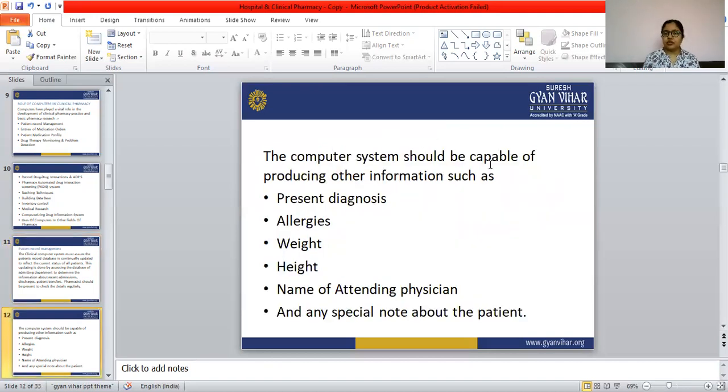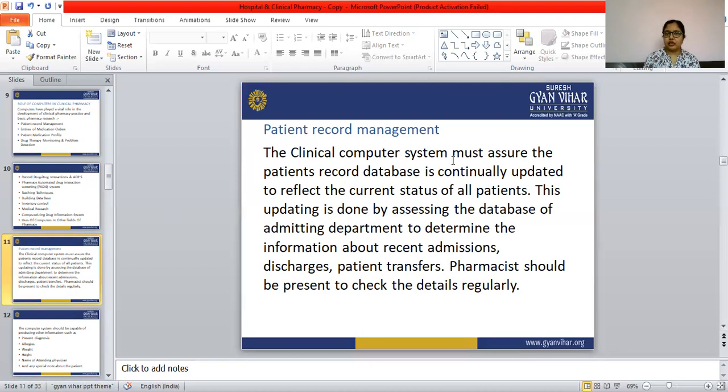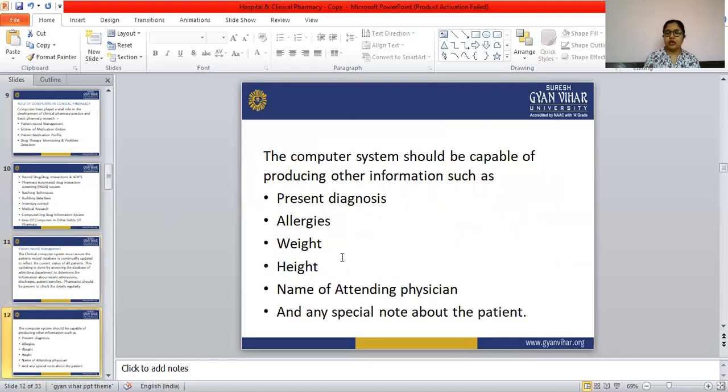The computer system should be capable of producing other information in patient record management, such as the present diagnosis. Which disease or which new disease is diagnosed in the hospital is maintained by regular updating of the patient record.